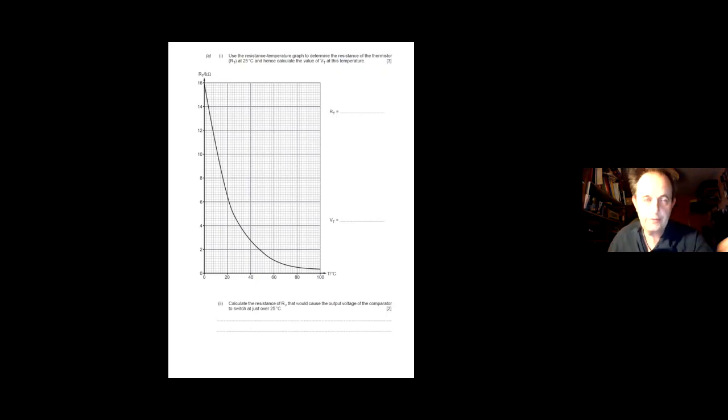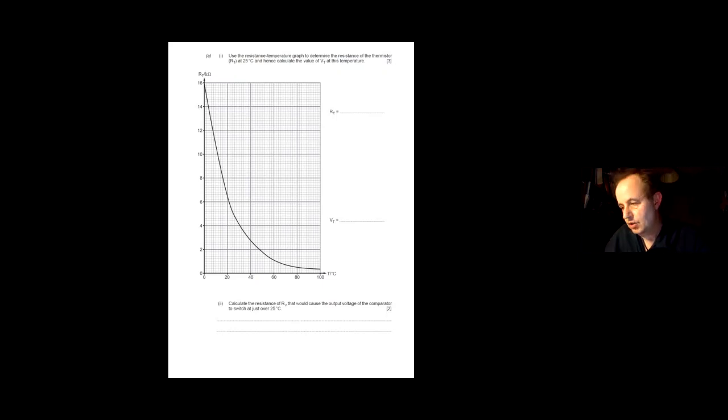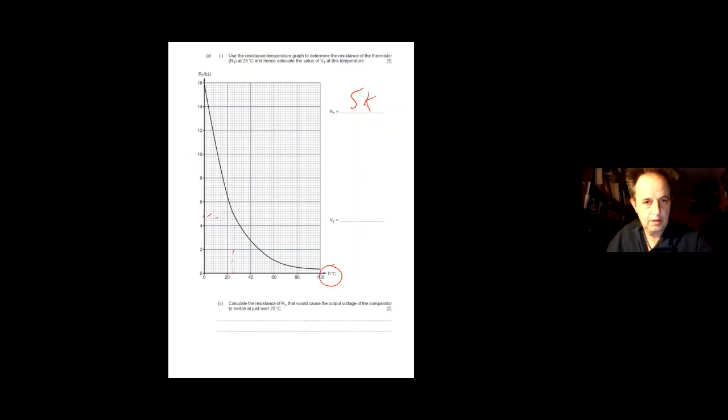Here we go. It says use the graph, so examiners want to see lines being put on the graph itself. It wants to determine the resistance of the thermistor at 25 degrees. Temperature's on the bottom, so if I go for 25 degrees and read that off the graph, which I've done already, that would give me 5k.